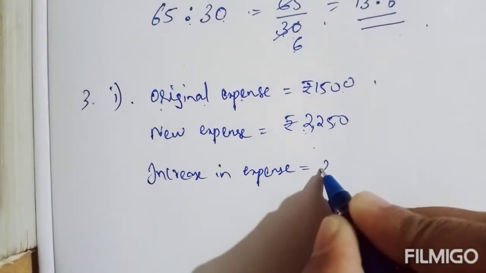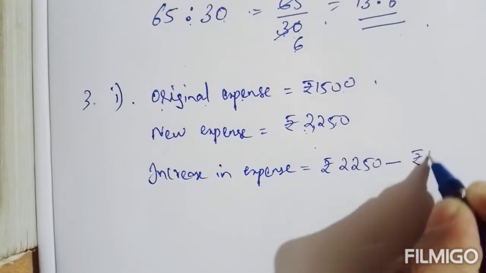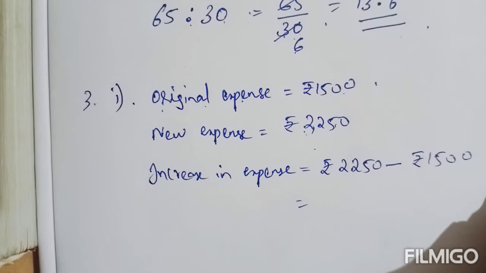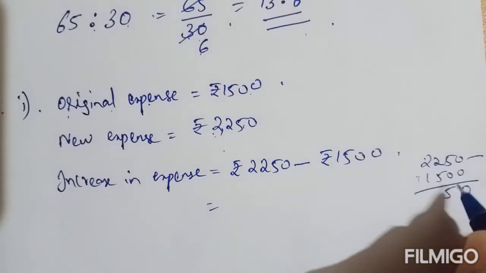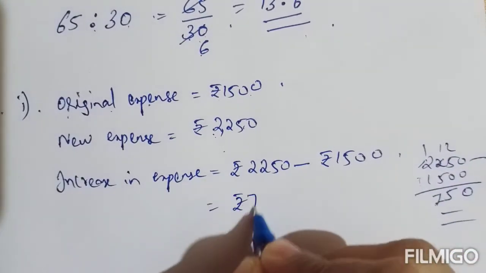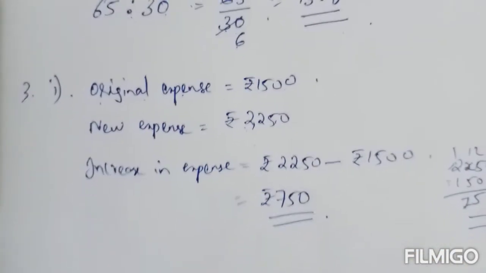That you can find by subtracting rupees 2250 minus rupees 1500. Okay, so 2250 minus 1500, you can do the subtraction. 0, 5, here 12, here 1, 750. So 750 rupees is the increase in expense.